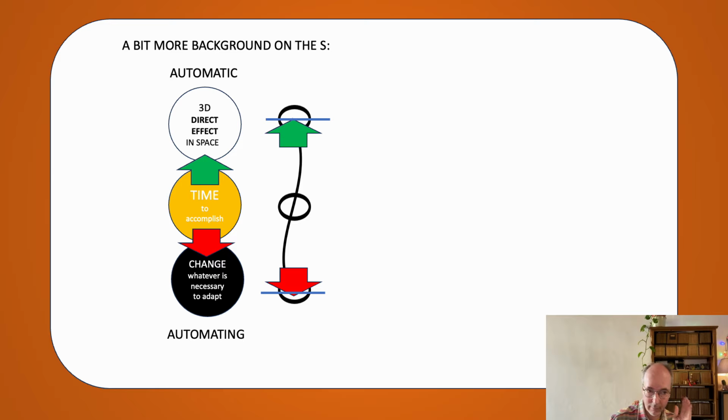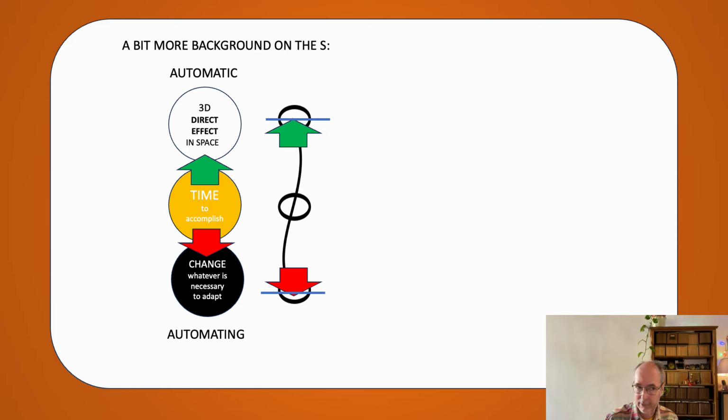It tries to go with the green arrow directly to create an effect in space, tries to create that. It will use the frame of the element of time, so to accomplish it over time, and it will change anything or whatever is necessary that will be adapted so that it can make itself represented in space. So this is all the structure at once. It's automated in the background.